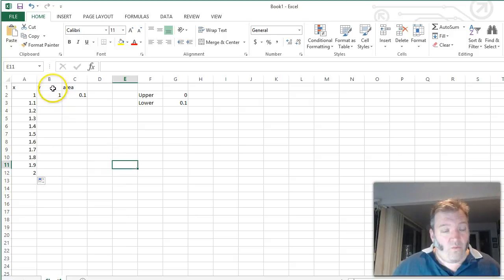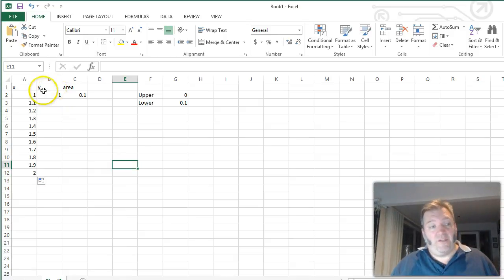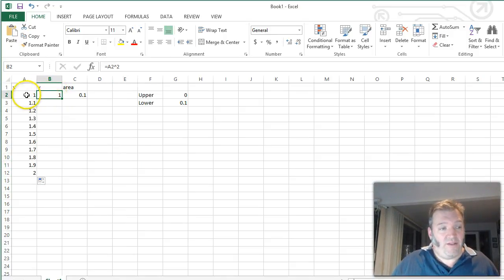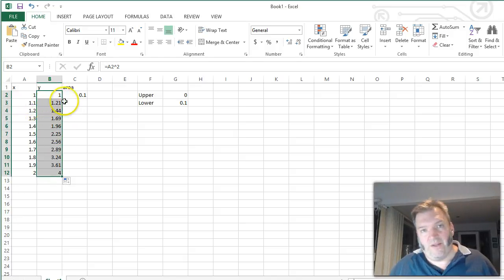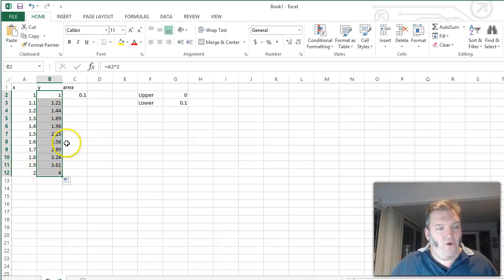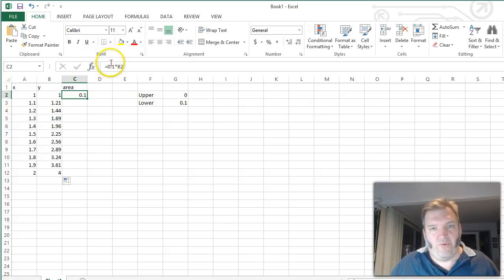Very good. What's the y coordinate? Well, the equation's y equals x squared. So for each one, I take the cell next to it. So in cell B2, I've got cell A2, and I square it. If I copy that rule down, it'll take the one next to it and square it. And you can see there, 1.1 squared is 1.21, 2 squared is 4. All those match up. That's beautiful. The area. What's the area? The width of each strip is 0.1, so it's just 0.1 multiplied by the height.